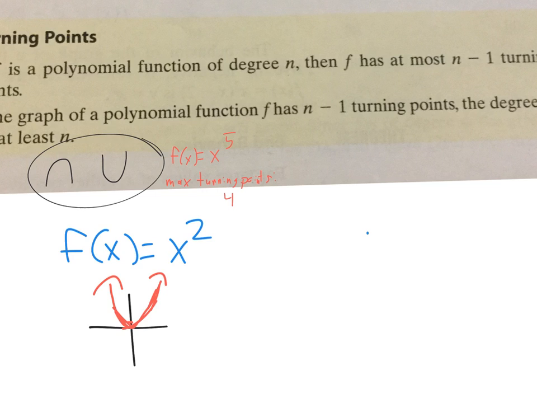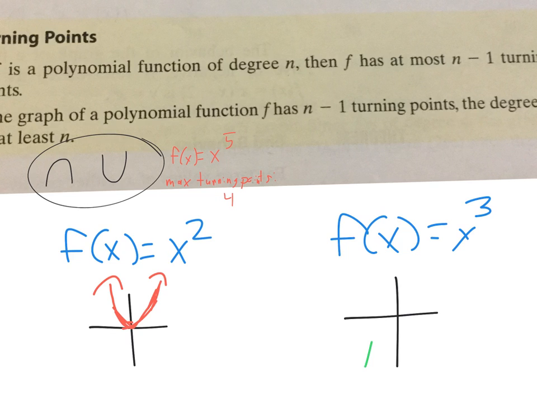Now you've got another graph that was a parent function, x to the 3rd. And we just talked about it a second ago, if I were to graph it, it is a snake. So how many turning points does this have? None. Does it ever change from increasing to decreasing? It's always increasing the entire time. So this has no turning points, even though it's degree 3. It could have up to 2, but it doesn't.